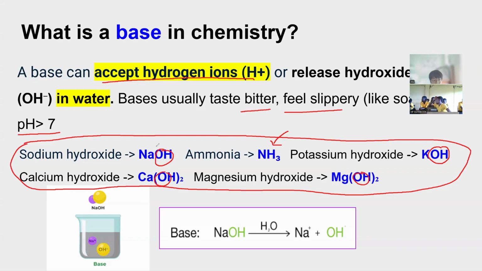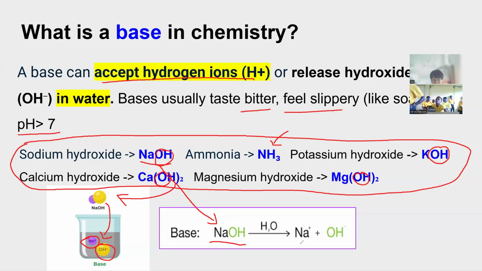So let's look at an example of hydroxide ion, sodium hydroxide here inside of water. And you can look at the diagram on the left too. When you drop sodium hydroxide into water or liquid, it separates into sodium ion and hydroxide ion. You can see on the equation on the right too, NaOH is a base.